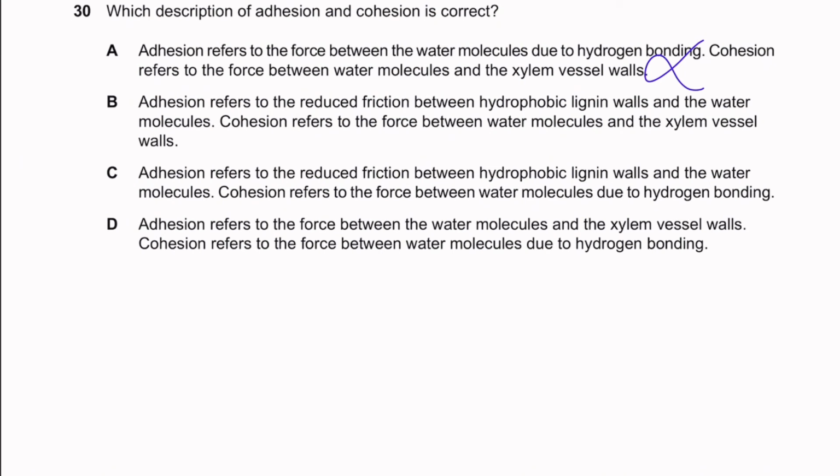Adhesion refers to the reduced friction between hydrophobic lignin walls and the water molecules. I don't think so. There's no such thing as reduced friction. Again, no. Adhesion refers to the force between the water molecules and the xylem vessel walls. And cohesion refers to the force between water molecules due to hydrogen bonding.